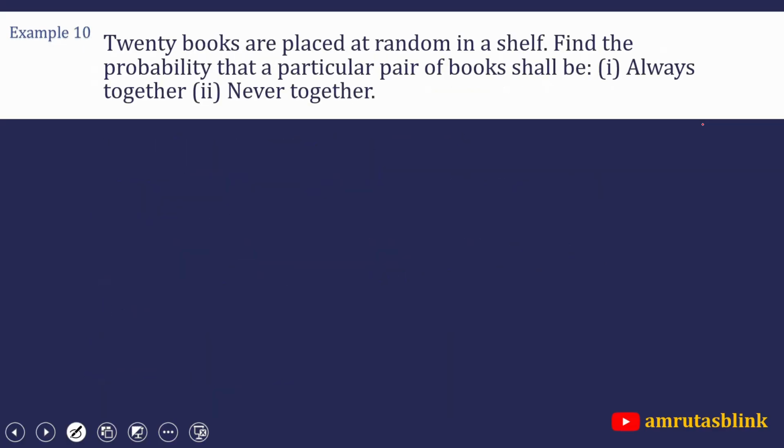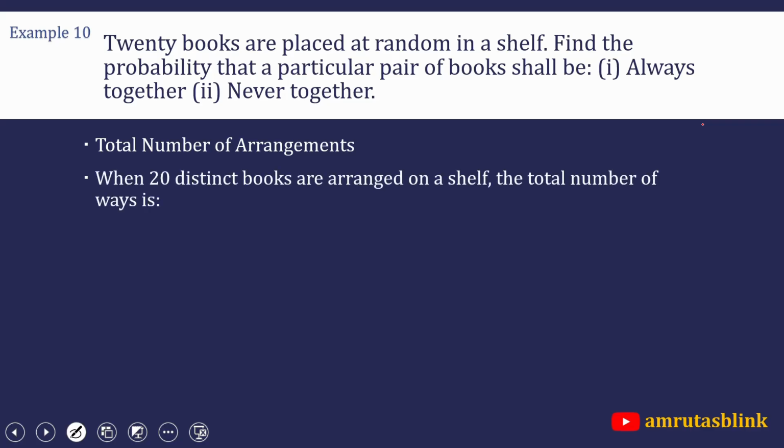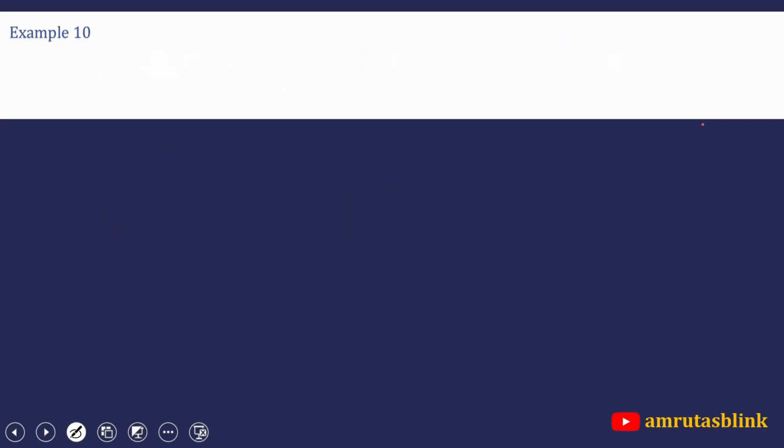Let's move to example number 10. 20 books are placed at random on a shelf. Find the probability that a particular pair of books shall be always together and never together. Now how many total arrangements are there? We need to arrange 20 books on a shelf, so the total number of ways is simply 20 factorial. Hence n of S is equal to 20 factorial.